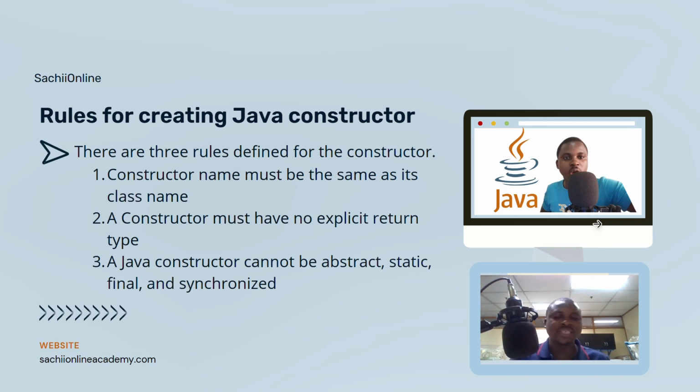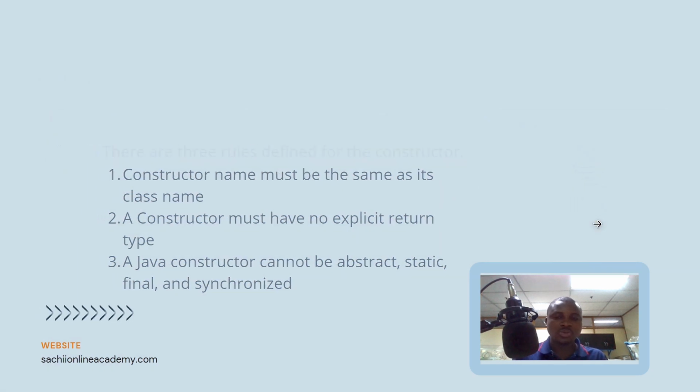Rule number 2: a constructor must have no explicit return type. So instead of saying int something, String something, void main or something like that, a constructor doesn't return anything. You don't need to explicitly define that this constructor is going to return an integer. Also, rule number 3: a Java constructor cannot be abstract, static, final, or synchronized. So you cannot give such things to a constructor in Java. Those are the rules for creating constructors in Java.